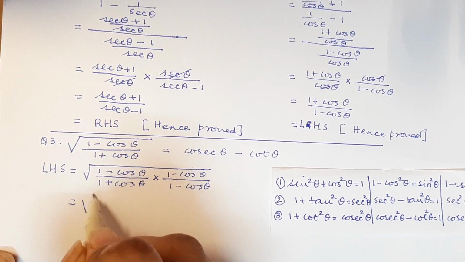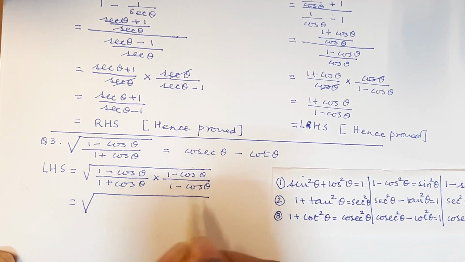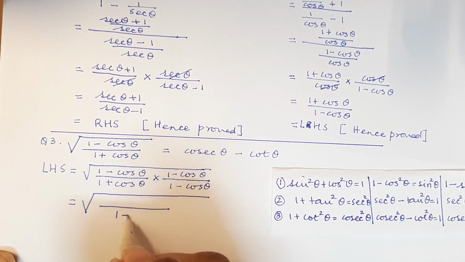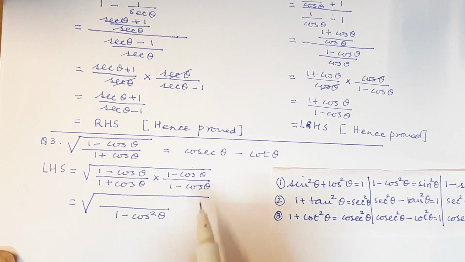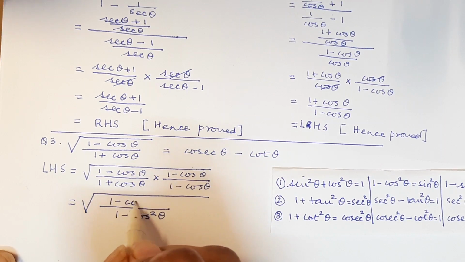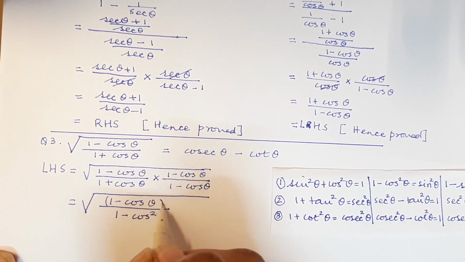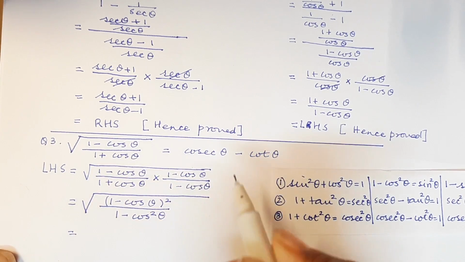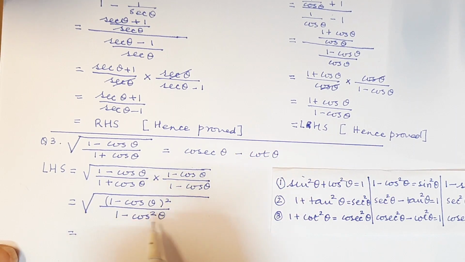So under root, this root sign is still there, and here we will write 1 plus cos theta into 1 minus cos theta would give us 1 minus cos square theta. How do we get this? By simply using (a plus b) into (a minus b) gives us a square minus b square. This we've done in the earlier classes. Now in the numerator it will be (1 minus cos theta) whole square. Now what we have to do is we have to get sine in the denominator. So look at this, 1 minus cos square is sine square. Can you see that?